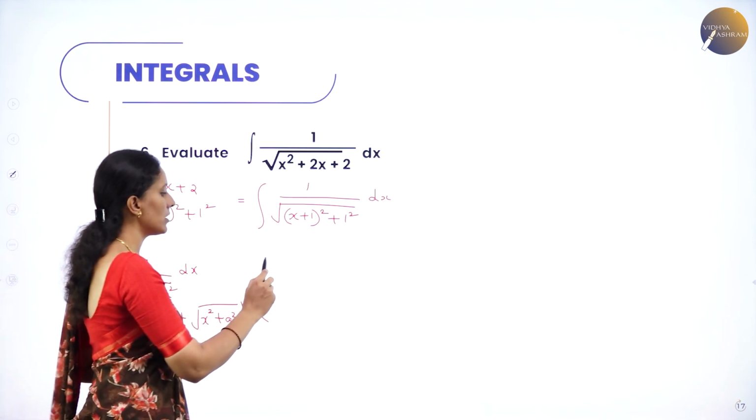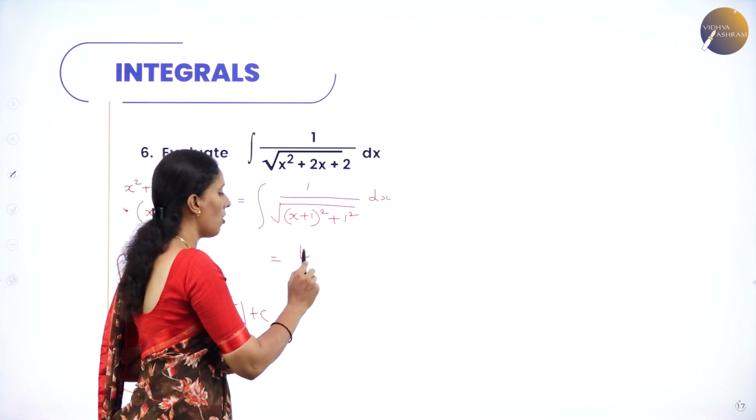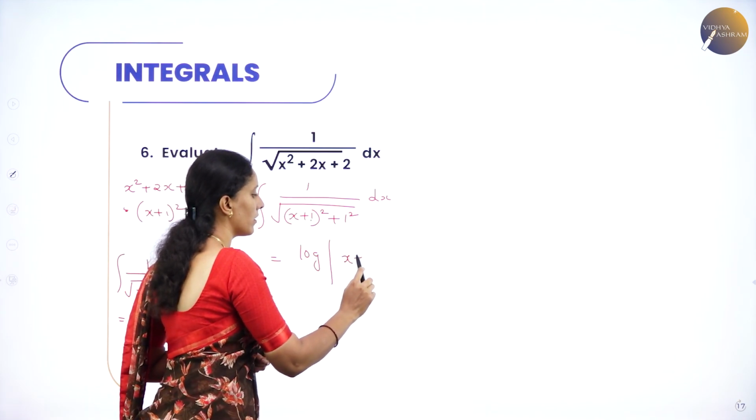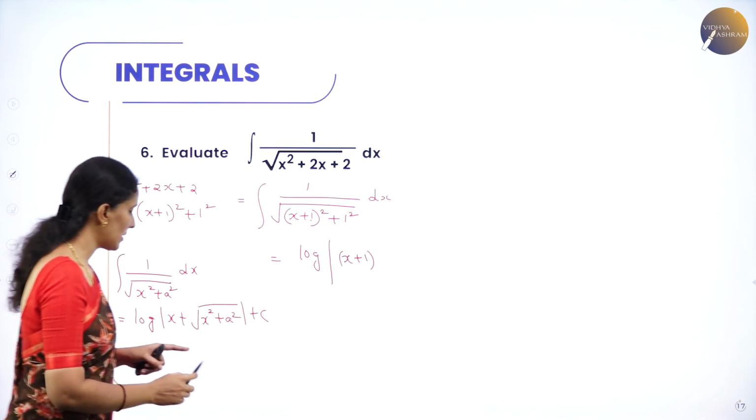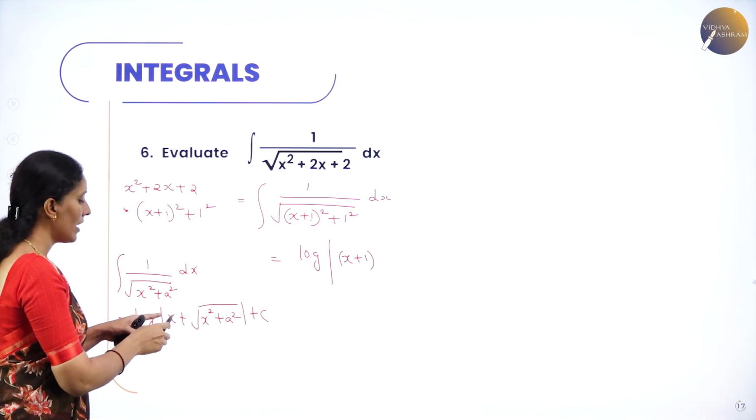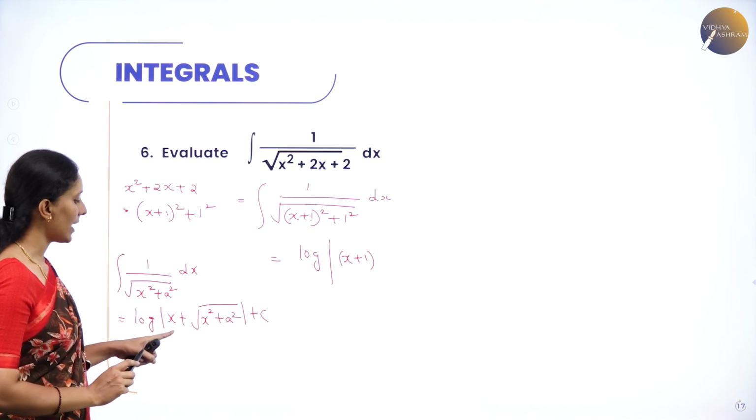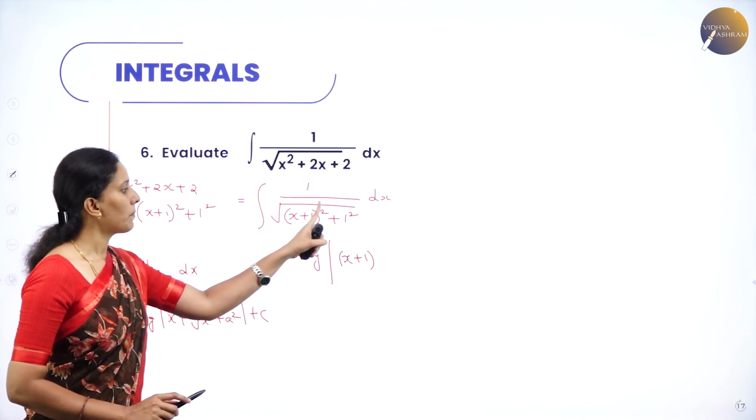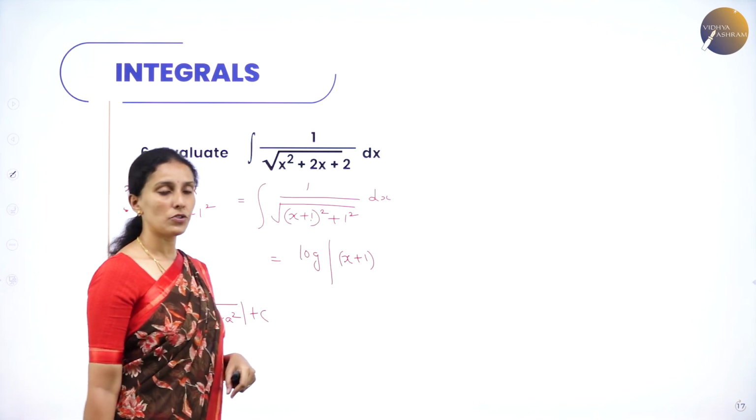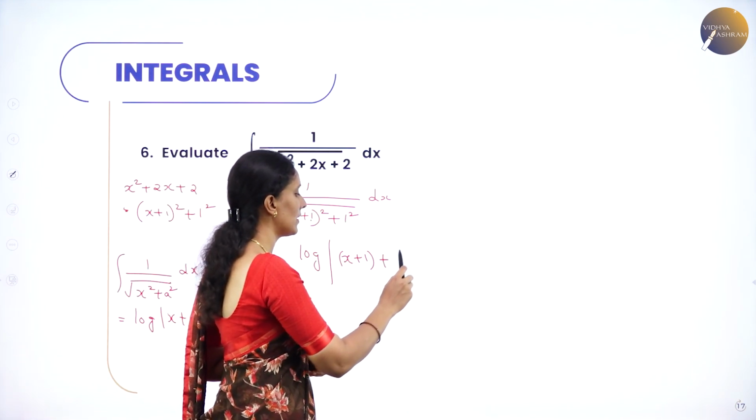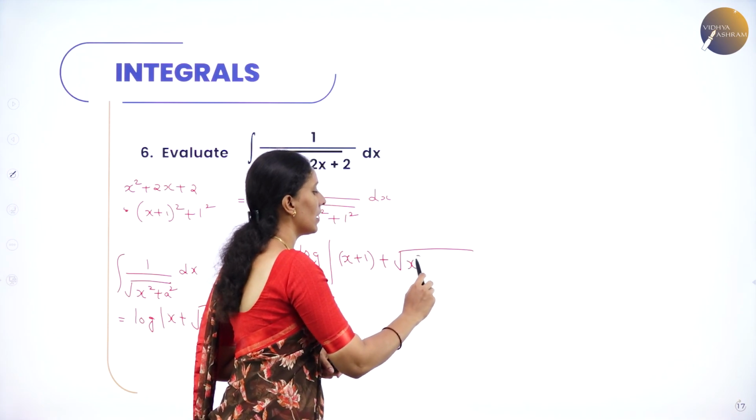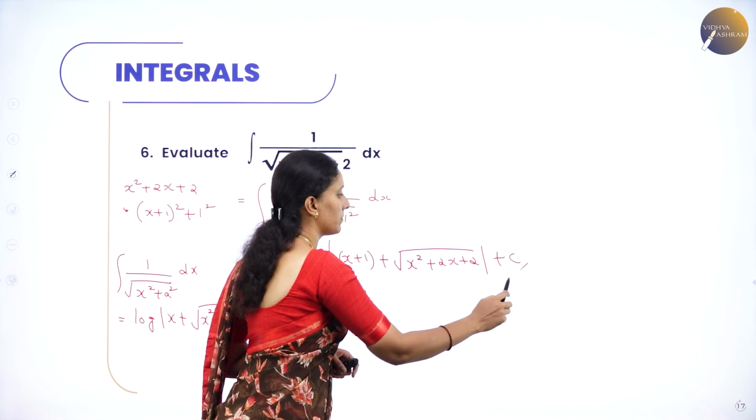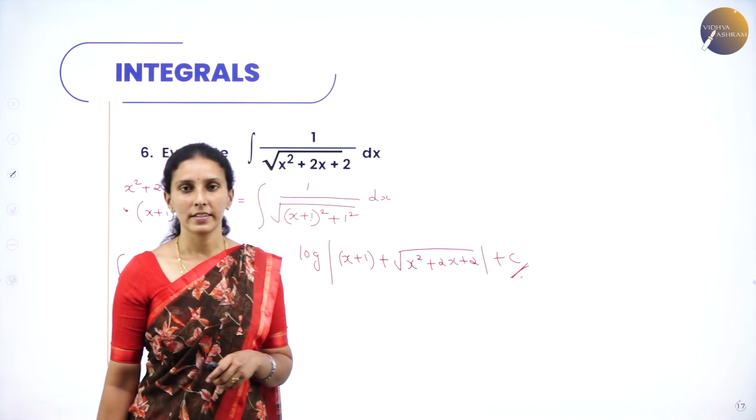So this answer becomes log of, in the place of x you have x plus 1, so you have to write x plus 1. Similarly, under the square root you have x square plus a square, and x square plus a square is nothing but x square plus 2x plus 2. So plus, under the square root again, x square plus 2x plus 2, plus c. So this is the answer.